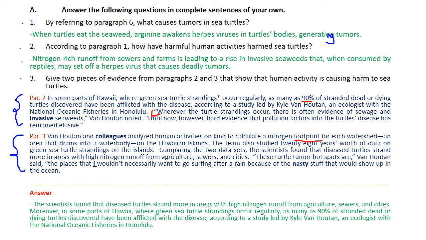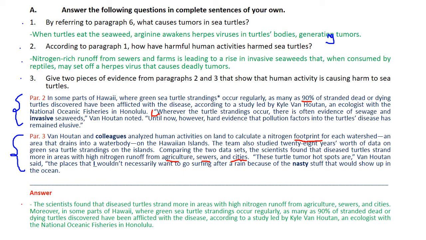The team also studied 28 years worth of data on green sea turtle strandings on the island. Comparing the two data sets, the scientists found that diseased turtles strand more in areas high in nitrogen runoff from agriculture, sewers, and cities, all human activities. So this is another piece of evidence.